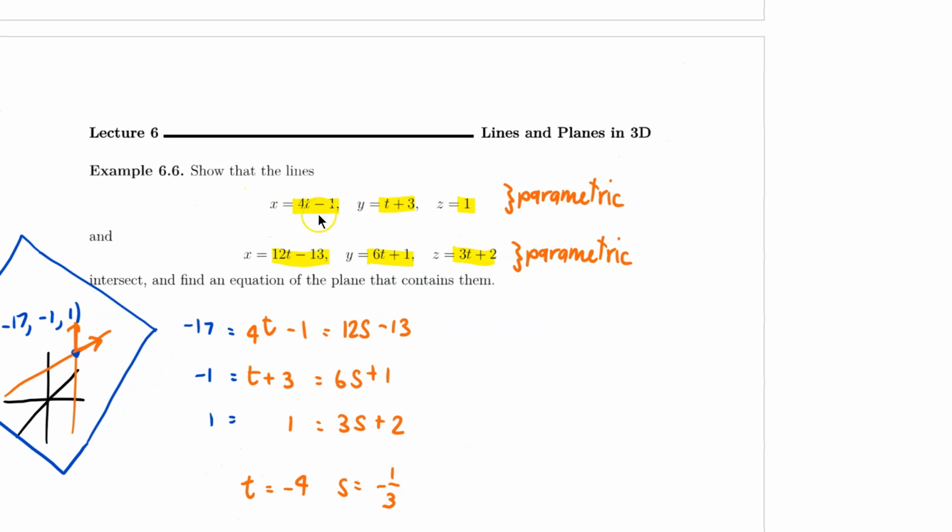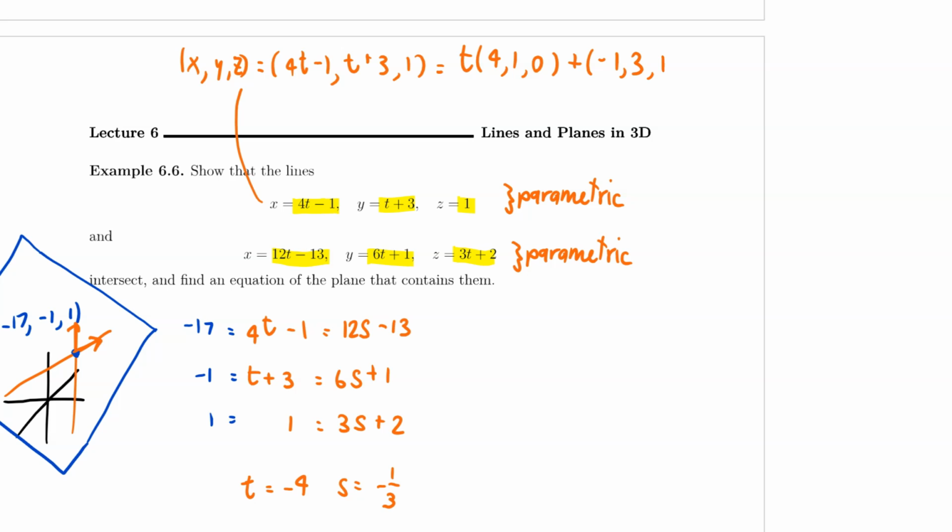So if I rewrite the first one, by the way, my x, y, z is just going to be 4t minus 1, then t plus 3, and then 1. I can also rewrite this as t times (4, 1, 0) plus (negative 1, 3, 1). Notice how the last form here is just reading off the coordinates from my equations here. So I'm going to have 4, 1, and 0 times t here, and that's what goes in here.